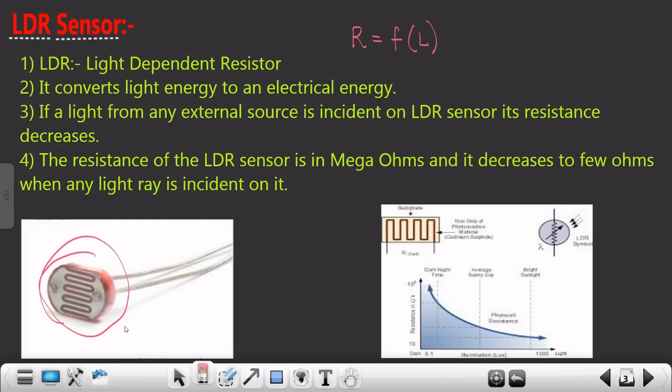Now I will read these two points, which act as a foundation for the working of this LDR sensor. If light from any external source is incident on the LDR sensor, its resistance decreases. The second point is, the resistance of the LDR sensor is in mega ohms and it decreases to a few ohms when any light ray is incident on it.